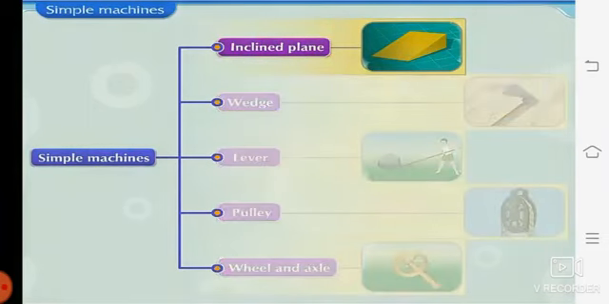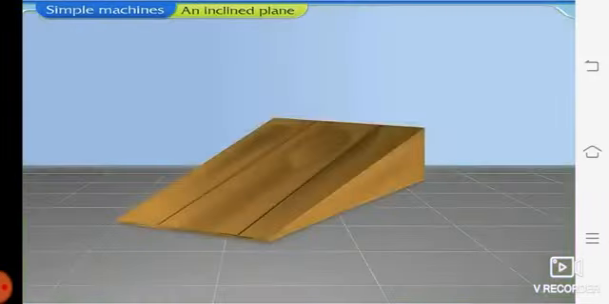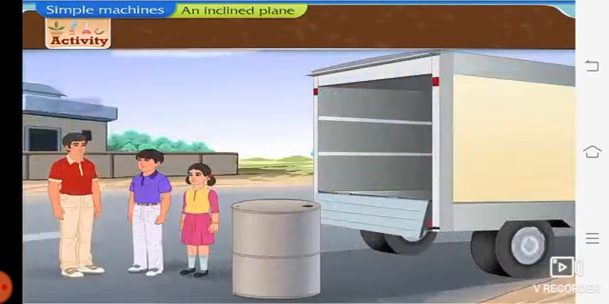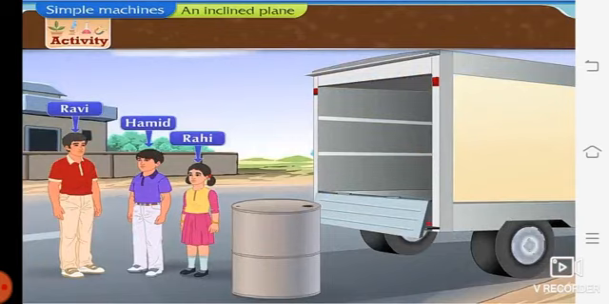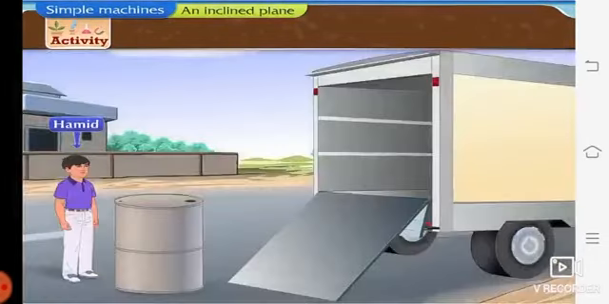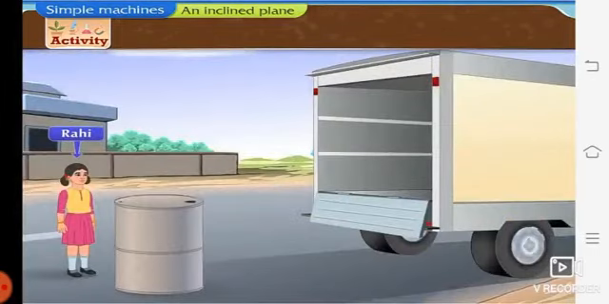So the first one, that is inclined plane. You will be able to see an image of an inclined plane on the screen. Let's learn about it through an activity. So here we are having Ravi, Hamid and Rahi. They are given a task of loading a heavy drum onto a truck. Ravi chooses plank A, Hamid chooses plank B, Rahi did not use a plank at all.